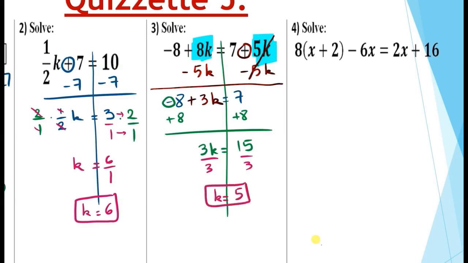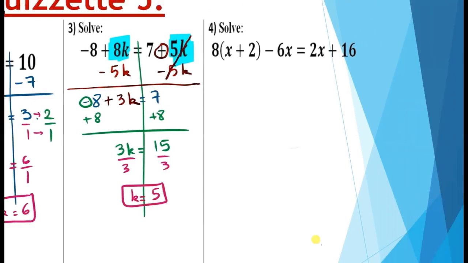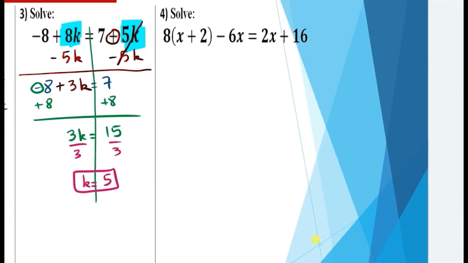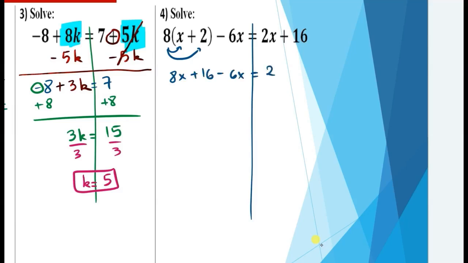Alright, last problem, number 4. Parentheses mean distribute or multiply. You're going to multiply 8 into the parentheses. That will give you 8x plus 16 minus 6x equal to 2x plus 16. Okay, then what we're going to do is combine like terms. 8x minus 6x, that will give you 2x. Then we bring down 16 equal to 2x plus 16.